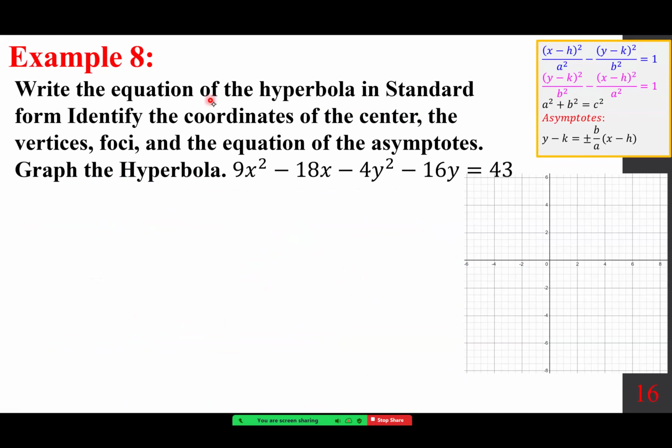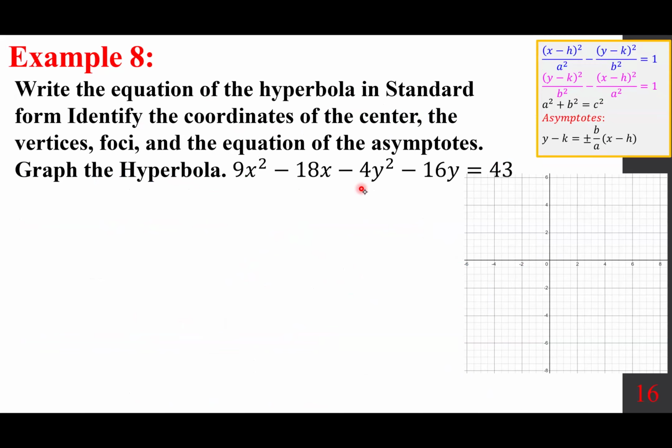Write the equation of the hyperbola in standard form. Identify the coordinates of the center, the vertices, foci, and the equation of asymptotes. Graph the hyperbola. So the main thing is to rewrite it such that it's in standard form.